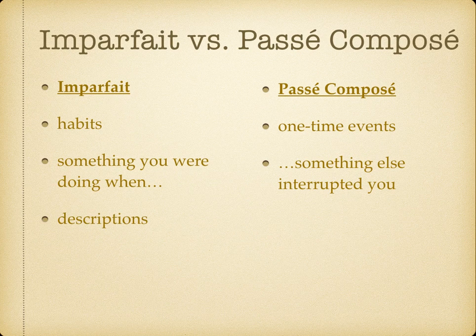And then finally we have our descriptions, which gets compared to events or actions. So here's another difficulty. We already had one-time events as compared to our habits. An event or an action compared to a description is when we're flipping from setting the scene to actually saying what's going on. So I often describe it as the imparfait is the scenery and the passé composé are the actors doing things in front of the scenery. However, if they're actors doing routine things, then it still becomes a habit, and then it's imparfait.